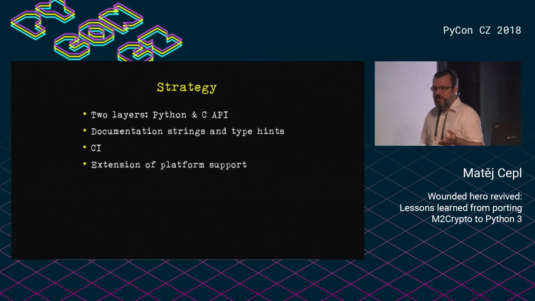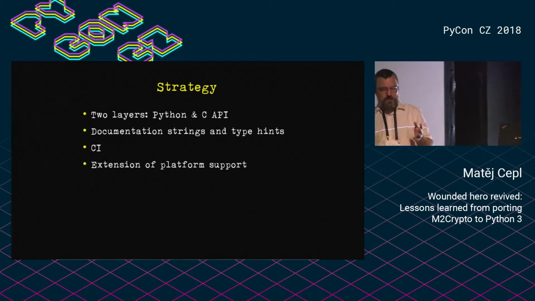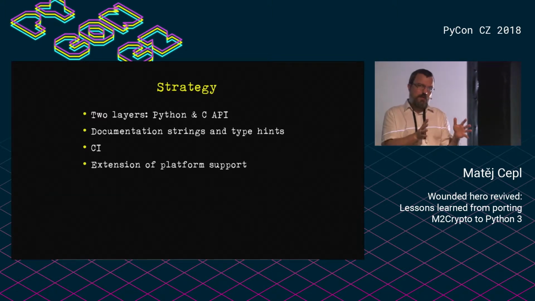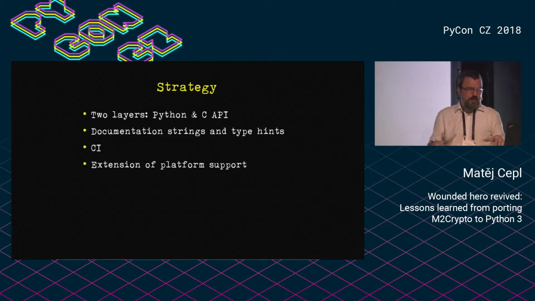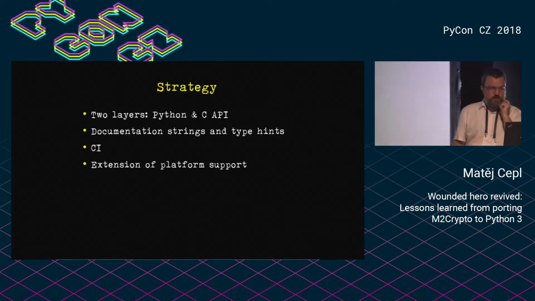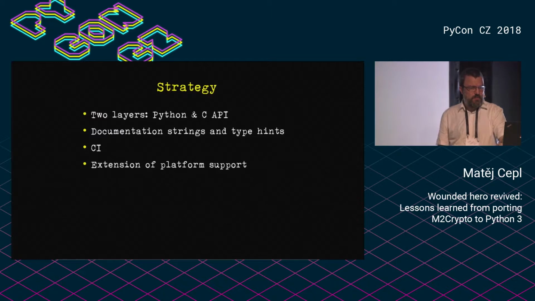Because M2Crypto is a binding to a C library, of course there is a part which is in C and a part which is in Python. And you have to port both of these, because the C part uses the Python C API, which has changed as drastically as the Python part changed. So you need to port both of these. The second thing you need to do is to actually understand what the project is about, because there is a lot of stuff which you don't understand when you start originally.